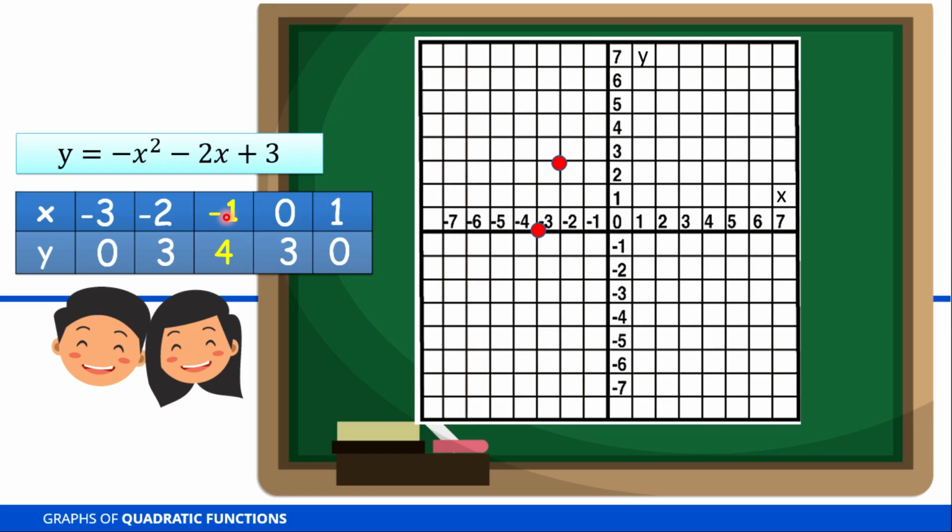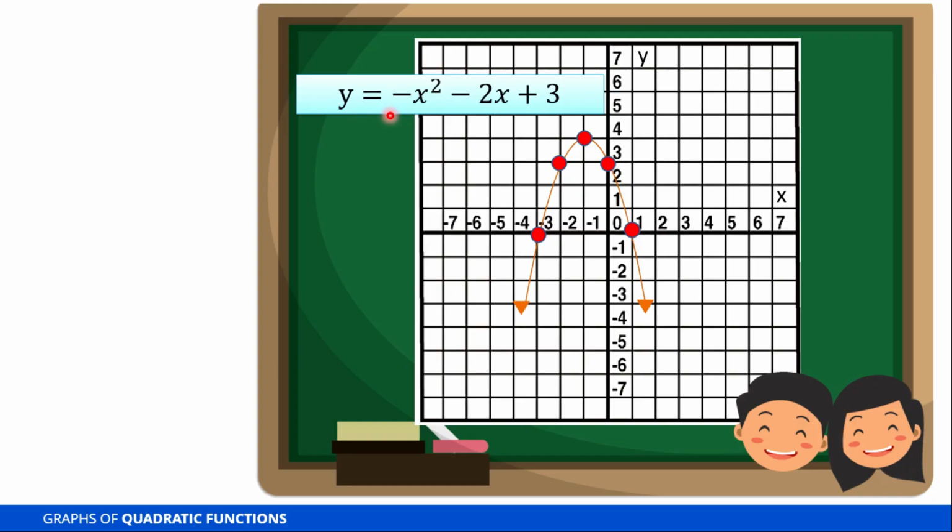Next, we have the vertex, negative 1 and positive 4. Negative 1 sa x and then positive 4 sa y. Next, we have 0, 3. 0 sa x and then positive 3 naman sa y. And then ang last ordered pair sa ating table of values, we have 1, 0. 1 sa x and then 0 sa y. So ito na yung ating mga points. I-connect natin yan. Okay? At magkakaroon tayo ng tinatawag nating parabola, which is the graph of our quadratic function.